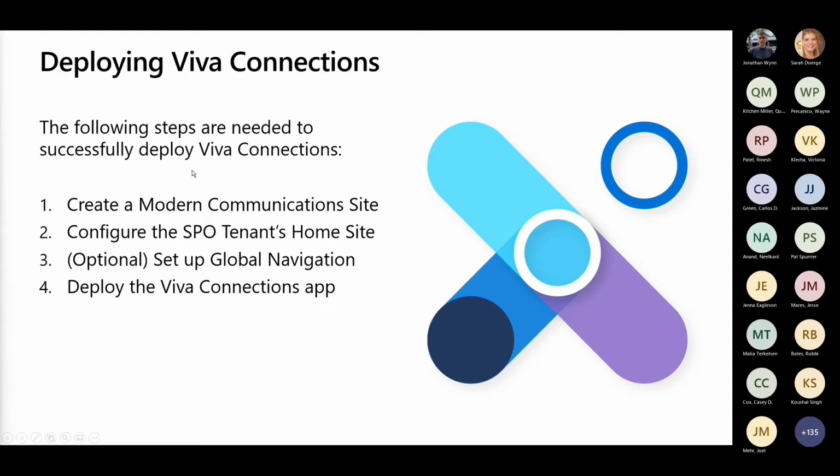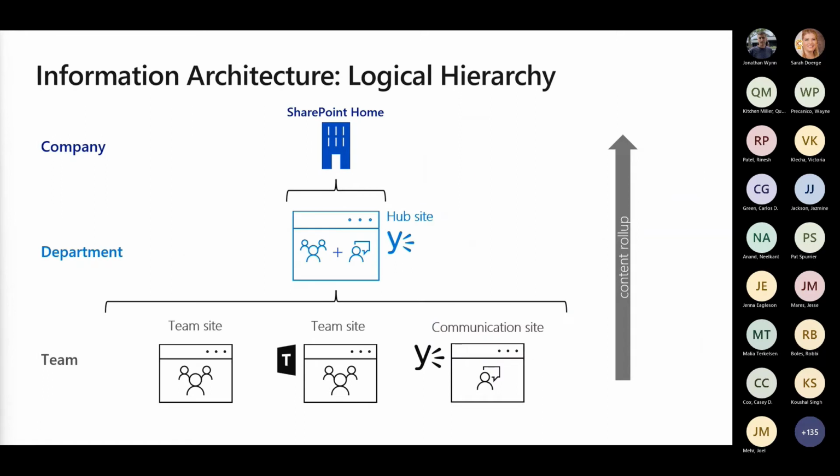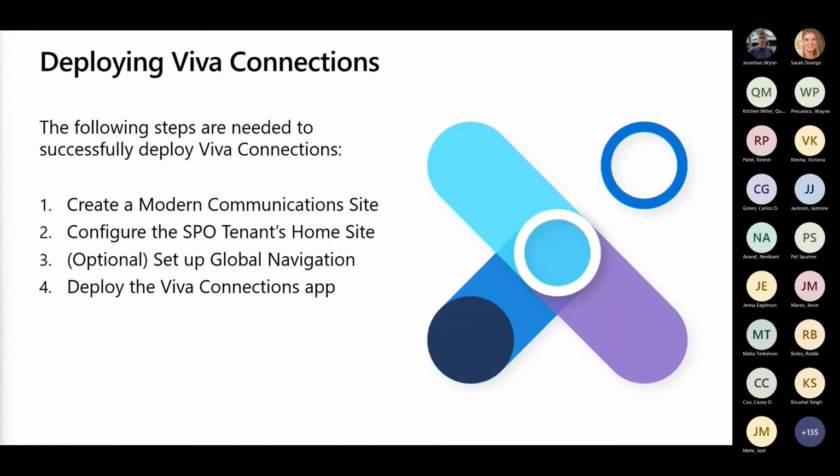So these are the steps that we're going to be taking: creating a modern communication site, configuring the SharePoint Online tenant's home site. And again, going back to this slide, that is what we're talking about here. The SharePoint home site is going to be Viva Connections. I'll explain that here in just a little bit further.